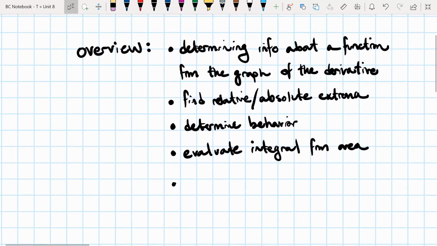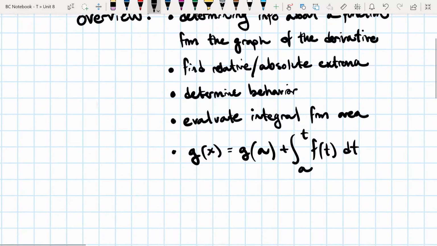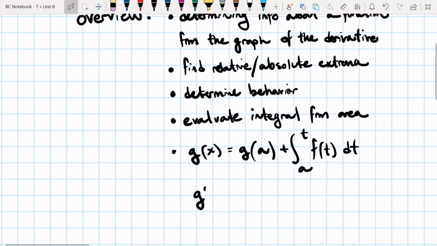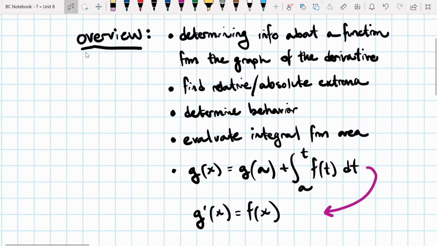And then most importantly, because this tends to show up in most of these questions, is that if I have a function defined as this, if I define g of x as g of a plus the integral from a to x of f of t dt, what we can do here is take the derivative of both sides to come to the following relationship. Okay, and a lot of the questions you'll actually have to do this, be able to go from here to here. Okay, so let's go through our first example.